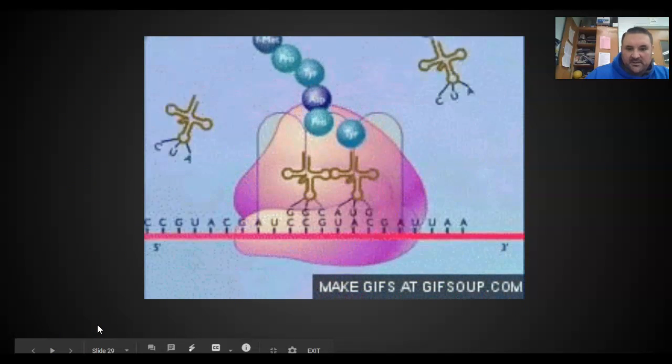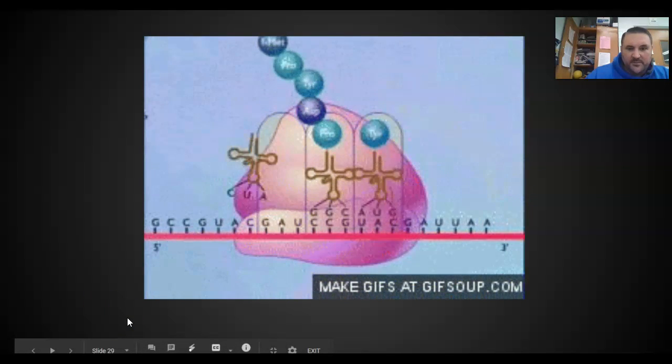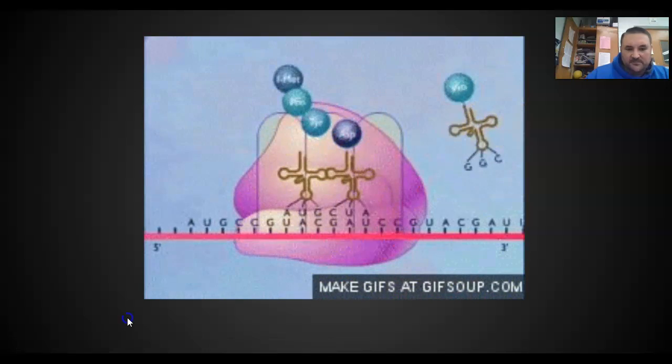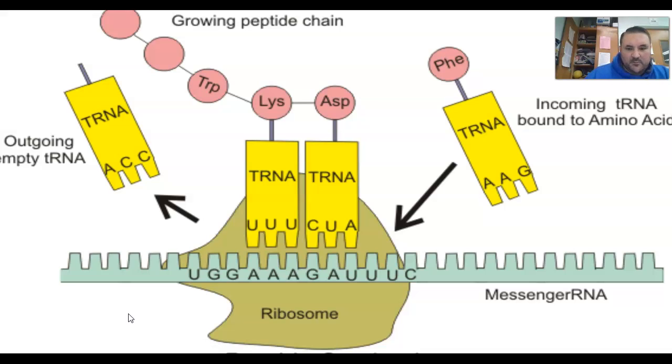Here's what it would look like on a GIF I found online, just moving the pieces in, matching up. This is how Google draws it, where you have your growing amino acids from where the tRNA falls out the one side, the new one comes in on the other.